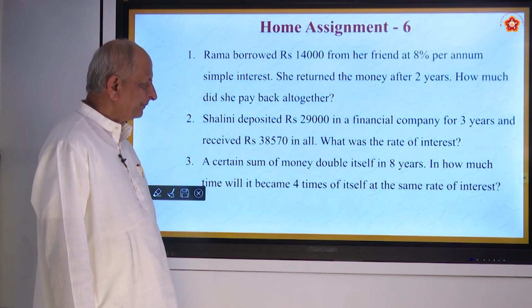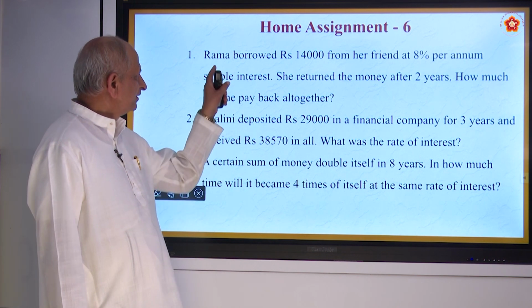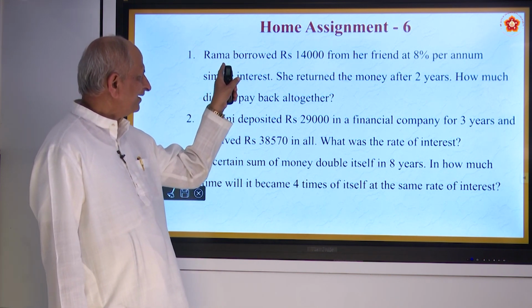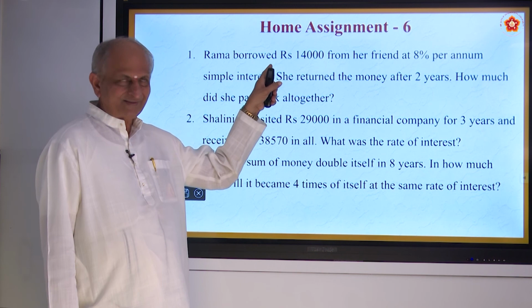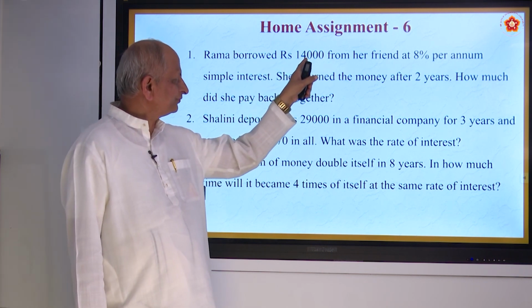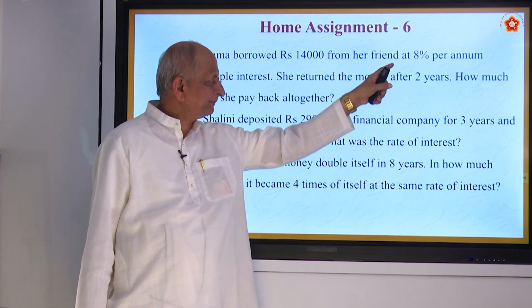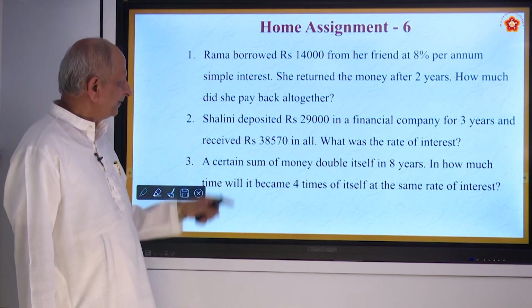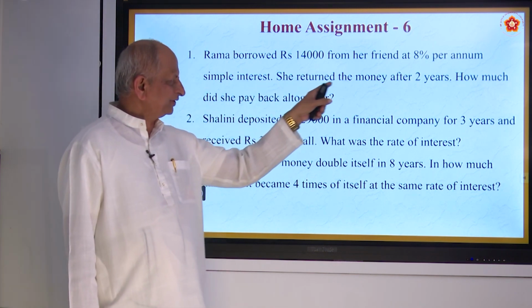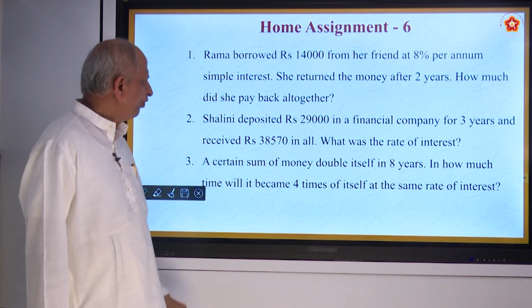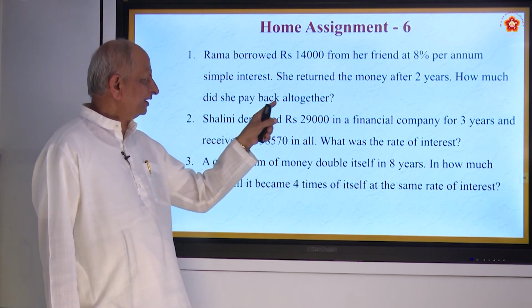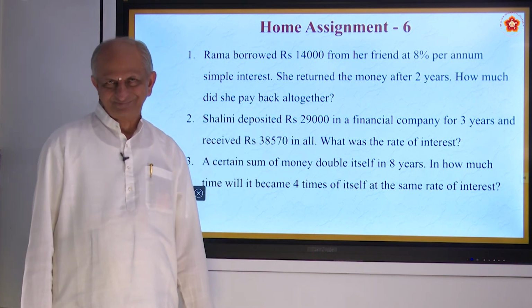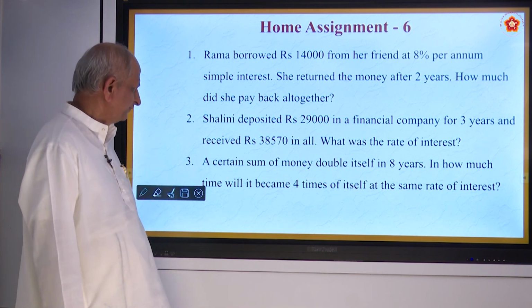And shall we see some home assignments? A girl borrowed rupees 14,000 from her friend at 8% per annum simple interest. She returned the money after 2 years. How much did she pay back altogether? That means you must find out the amount.